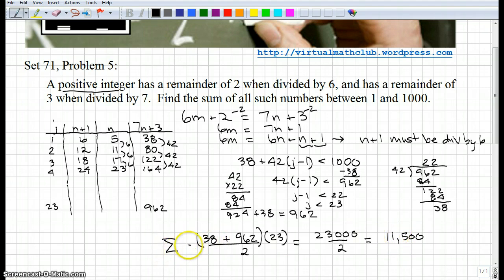I'm going to use the Greek letter sigma. So our sum is equal to the first plus the last times the number of numbers divided by 2. Phew. Well, we didn't have to add 38 plus 80 and then add 122 and then add 164. We can use this nice little formula. And so the sum of the numbers that have a remainder of 2 when divided by 6 and a remainder of 3 when divided by 7, between 1 and 1,000, is 11,500.